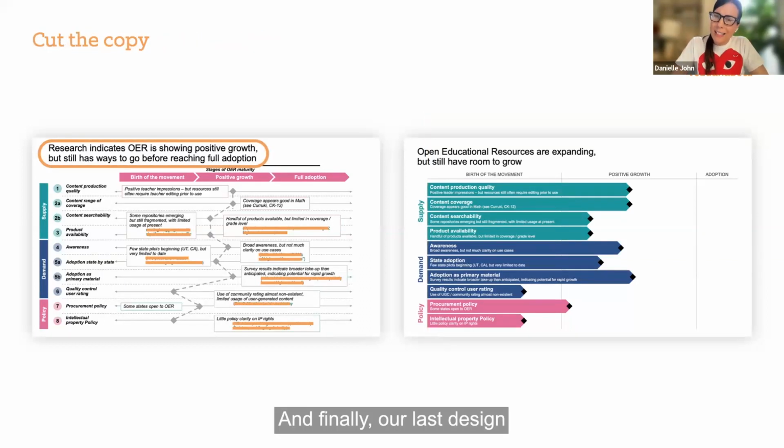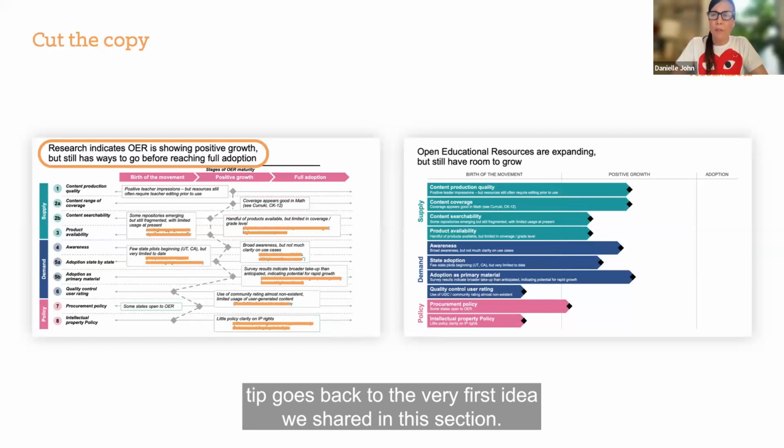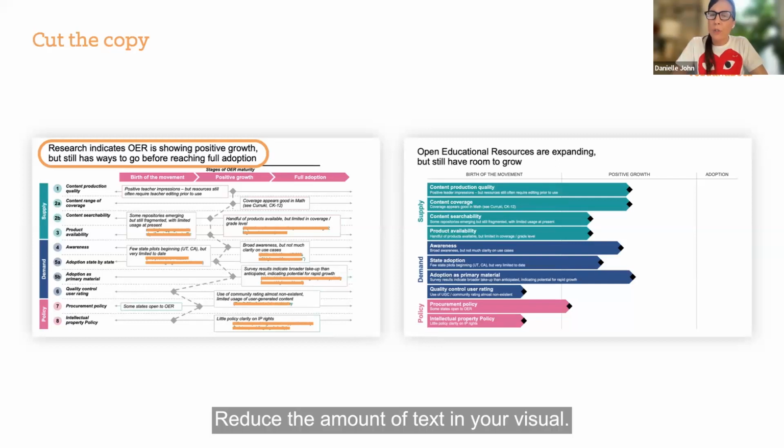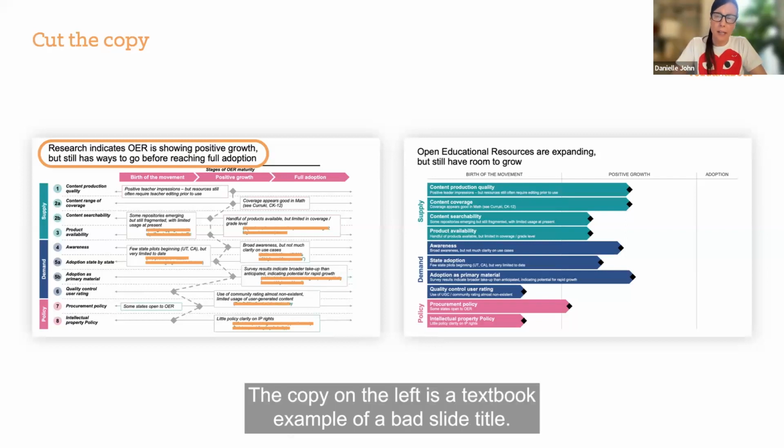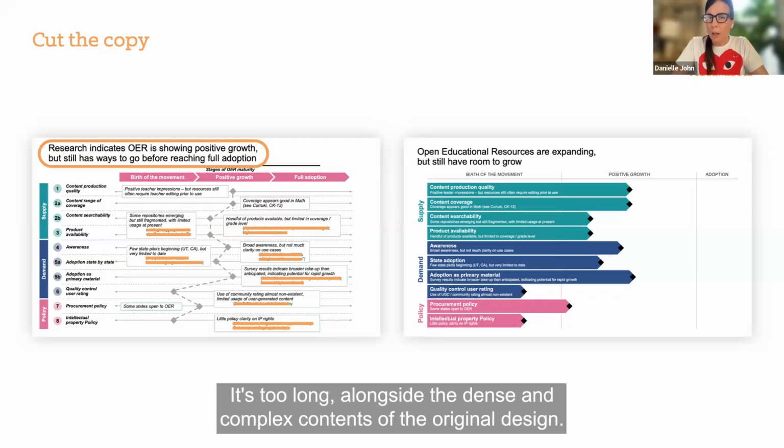And finally, our last design tip goes back to the very first idea we shared in this section: reduce the amount of text in your visual. The copy on the left is a textbook example of a bad slide title. It's too long alongside the dense and complex content of the original design.